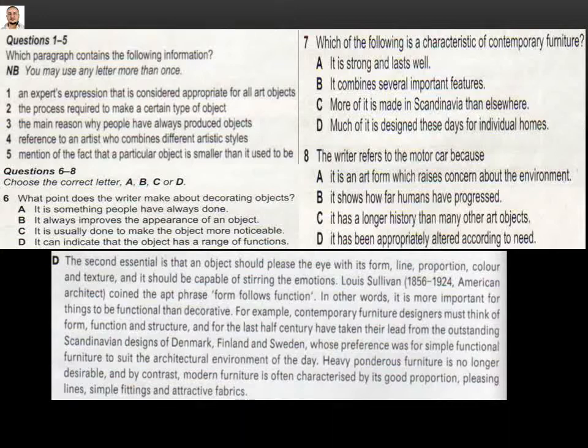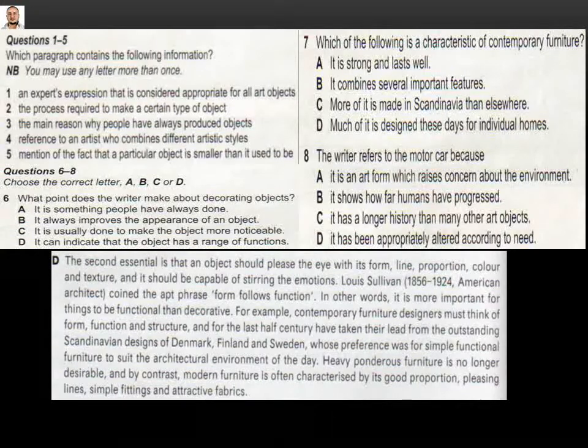Okay, let's come to 2. It doesn't talk about the process. We have already chosen 3. Reference, it doesn't talk about any reference. 5 mentioned the fact. No, it doesn't talk about that. We have already taken 6. Now we come to number 7.